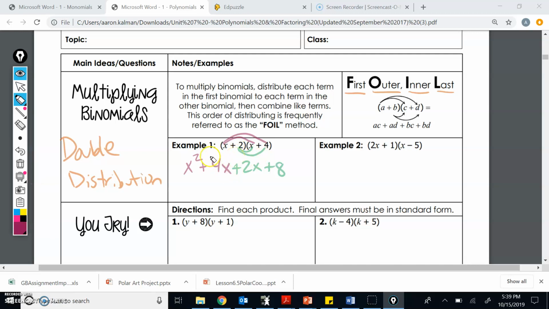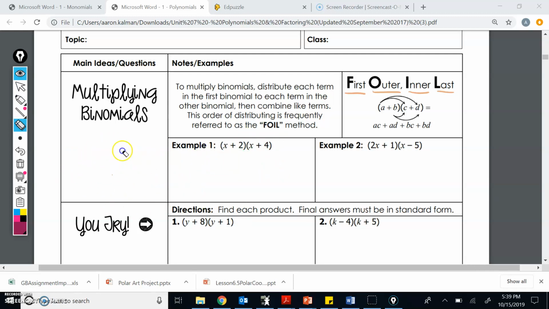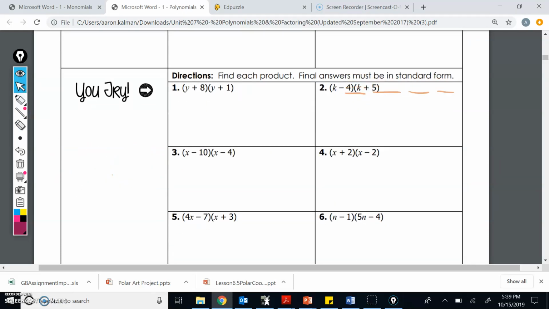Last step is to combine like terms. Here we have a 4x and a 2x, making 6x, and keeping the x squared and the constant together. And there's your final answer. Let's look at some more examples with this double distribution. And there's even a triple distribution in here somewhere. Maybe we'll get to that today.